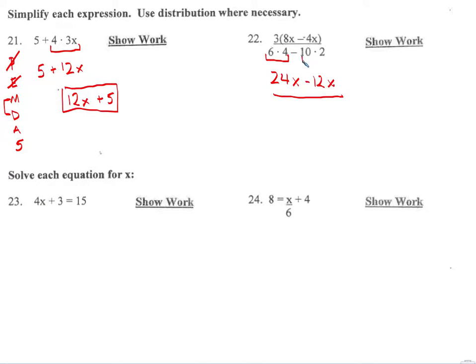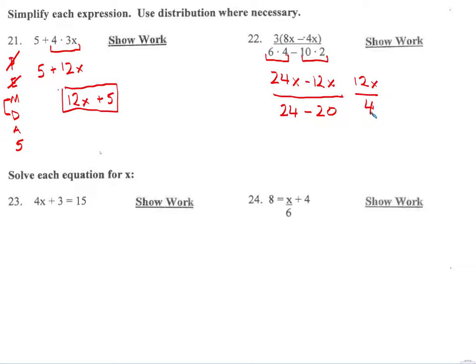6 times 4 minus 10 times 2. So 6 times 4, shout that out. 24. 10 times 2. 20. All right, so from here, you should get 24x minus 12x is 12x. And then this is going to be over 4. 2 people couldn't get to this step. And then most people got to this step but didn't reduce.